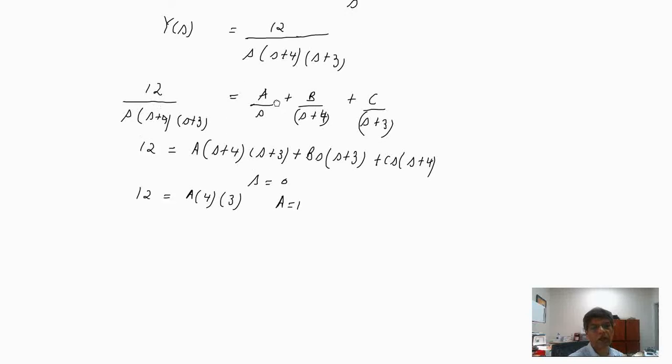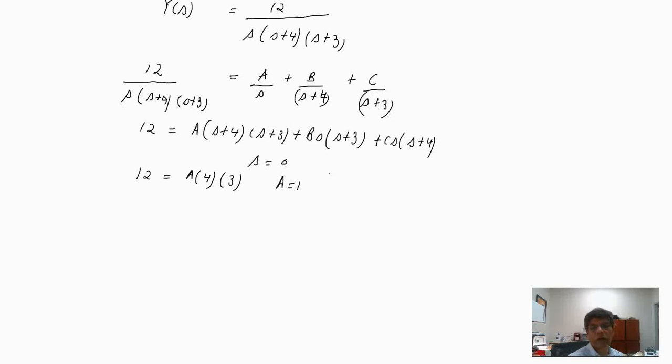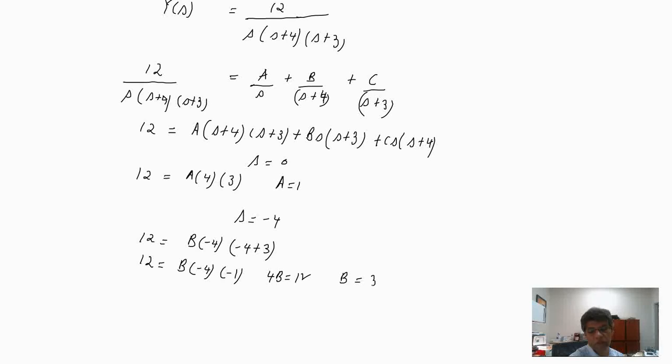How about b? How do we get b now? Well, in order to get b, we need to get rid of a and c, both of them, right? So in the second round, I put s equal to minus 4, I get rid of c, and also get rid of a too. So now let's see what we got. We got 12 is equal to b times minus 4, and this guy here is minus 4 plus 3, so that is pretty interesting. That will be equal to b times minus 4 times minus 1, so that means that 4b is equal to 12. Then b will be equal to 3.